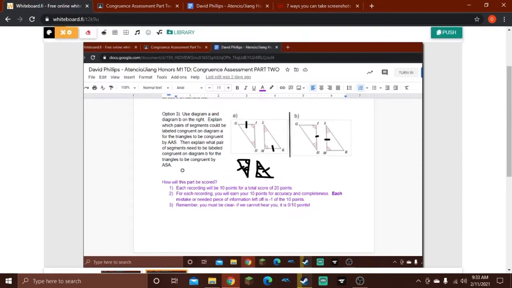This next one, I'm going to explain my thinking here. Alright, so these 2 diagrams, I needed this one to be angle angle side. I'll just write that here. And then this one needs to be angle side angle. I will start with B because B is easier to explain. I labeled these segments as congruent because they're the only 2 that would make it angle side angle. And that's as simple as it can come.